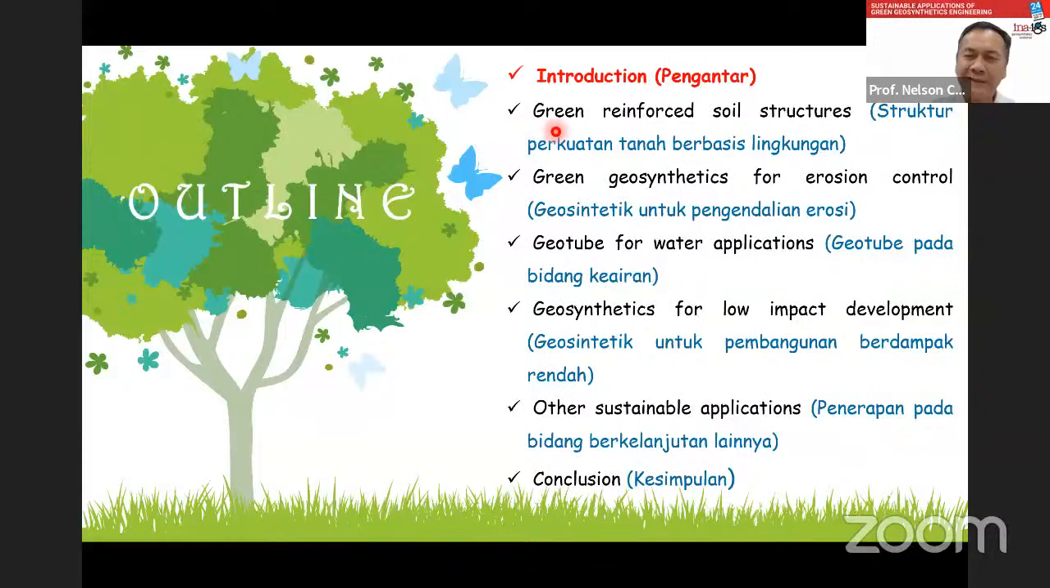First, I would like to share with you some green reinforced soil structures. Then geosynthetics for erosion control. Next will be Geotube for water application. Then geosynthetics for low impact development or sponge city. I understand Jakarta has suffered flood for a long time. I've been in Jakarta once when I was with Sinotech Engineering Consultant. We have a branch office in Jakarta. And then I will cover some other sustainable applications and end with a conclusion and summary.